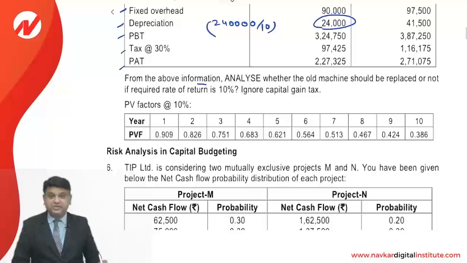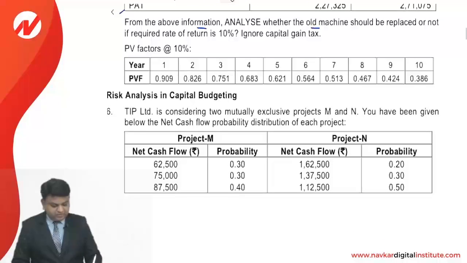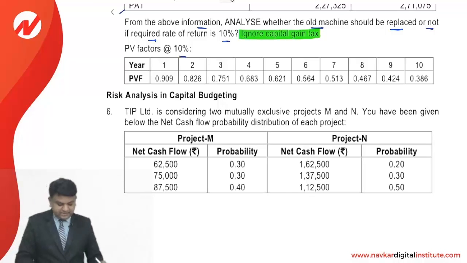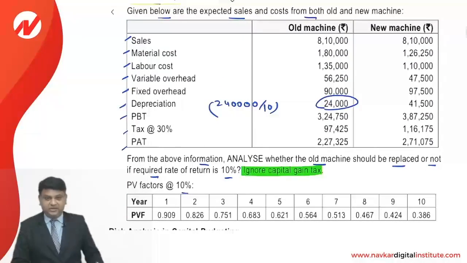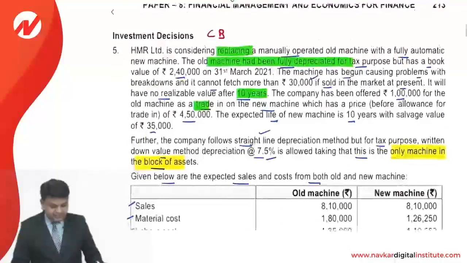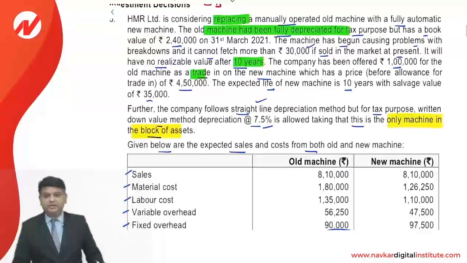From the above information, analyze whether the old machinery should be replaced or not. Cost of capital is given as 10%, and ignore income tax, that is capital gain tax. Present value factors have been provided to us from end of year 1 to end of year 10. So now over here we are required to decide whether to replace this machinery or not.